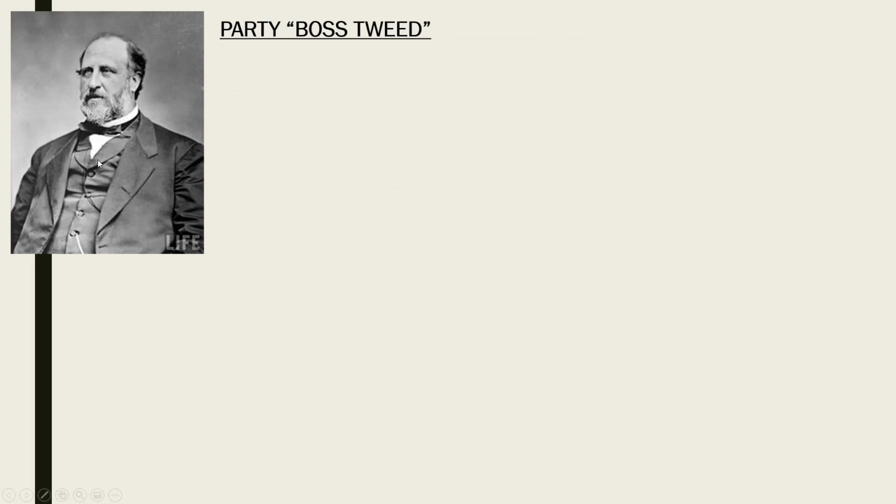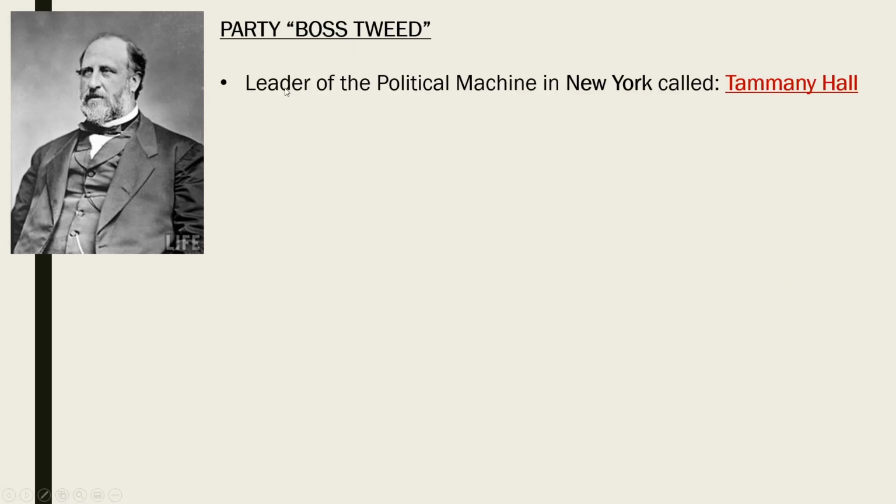So the most famous political machine is one in New York City, and it's controlled by this guy that we call Party Boss Tweed. He was the political boss. He's the party boss of New York City. So there was a political machine in New York. Remember, political machine is just a political party, and it was called Tammany Hall.